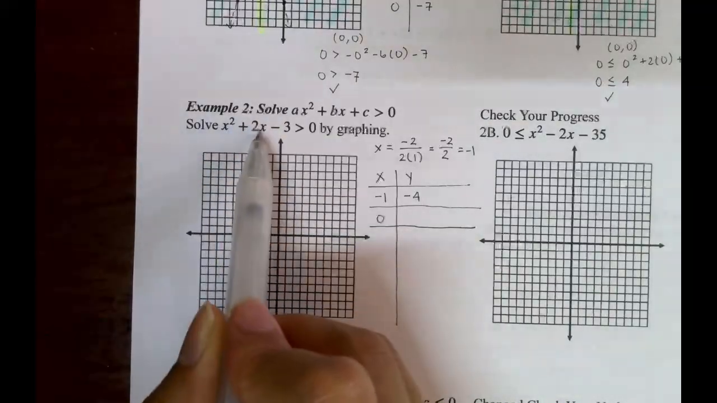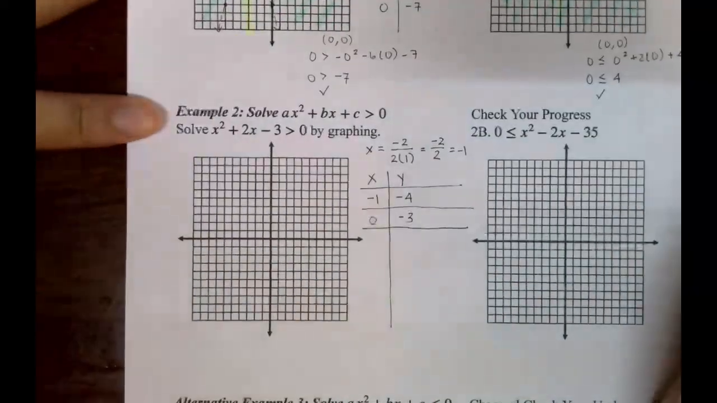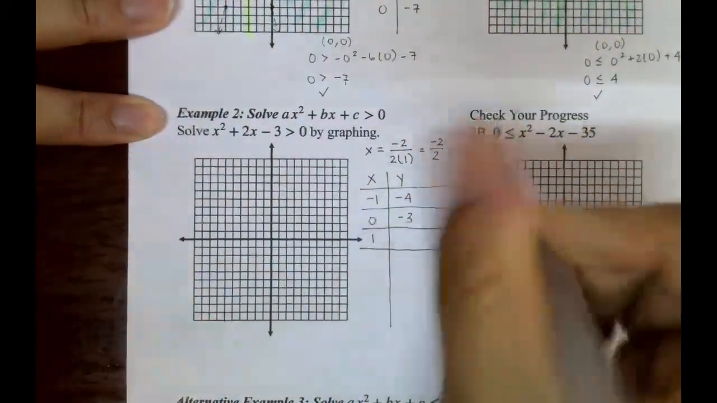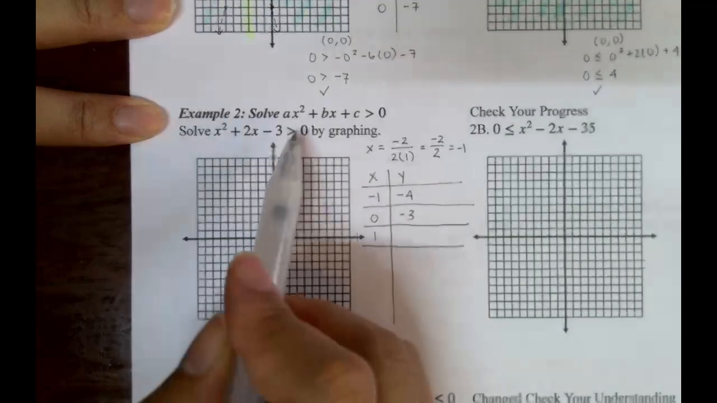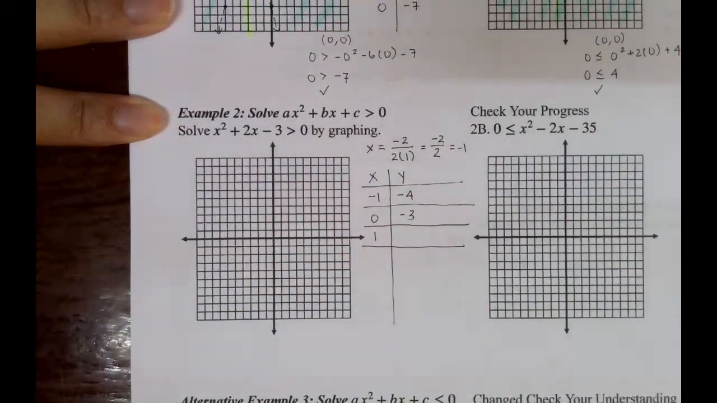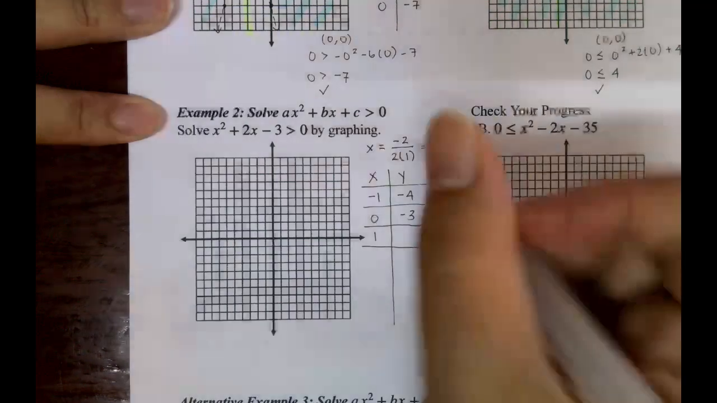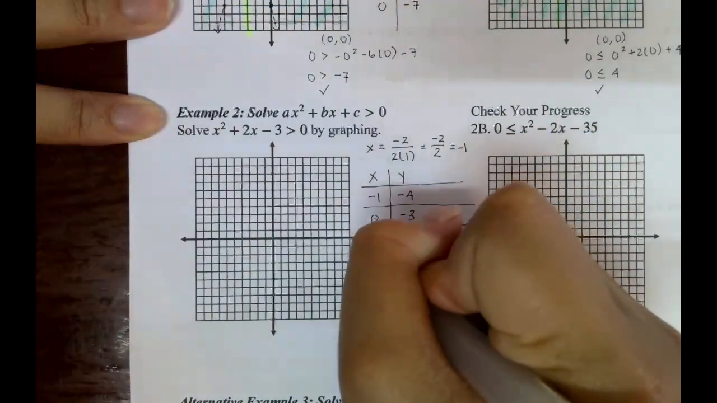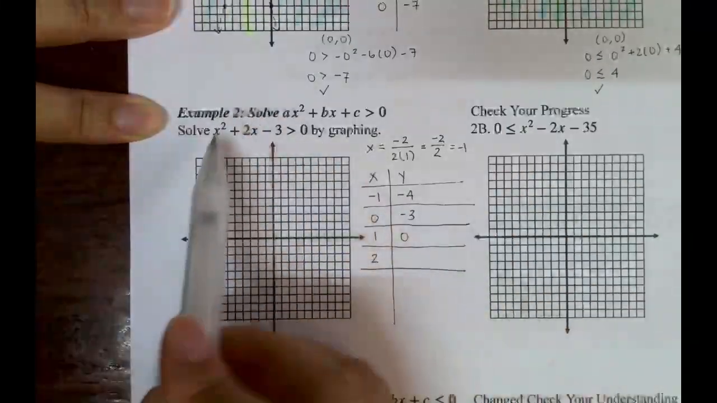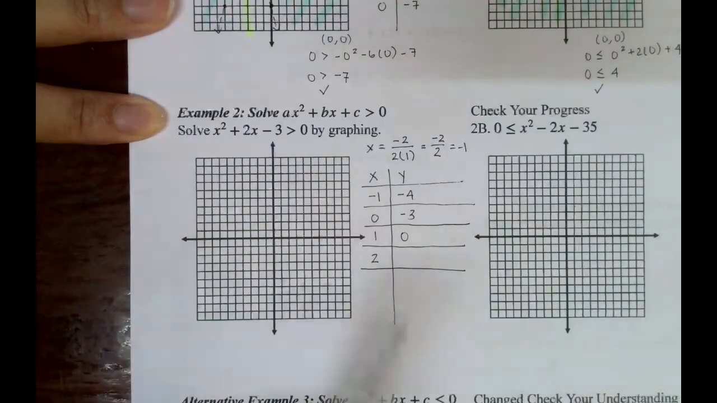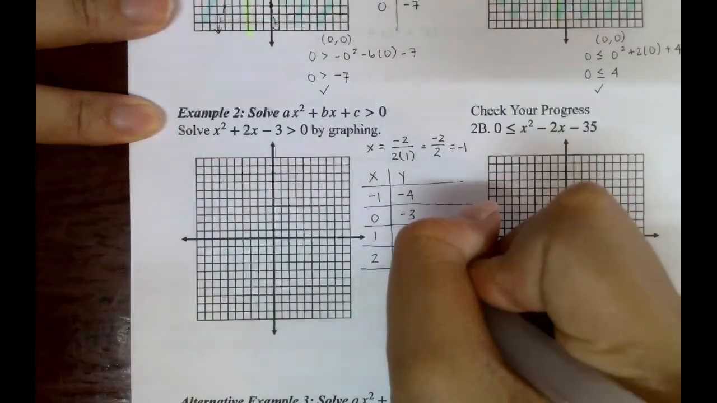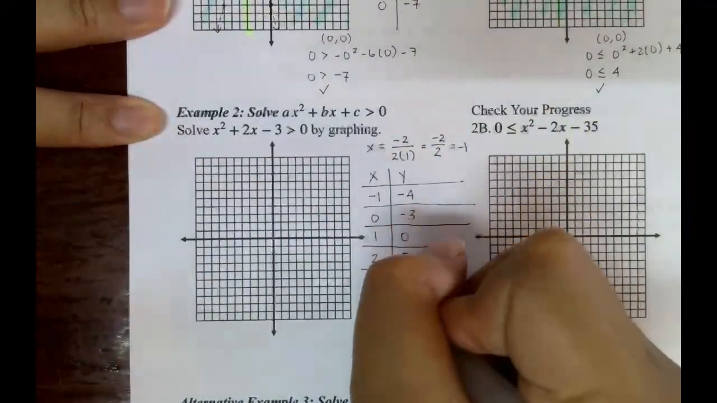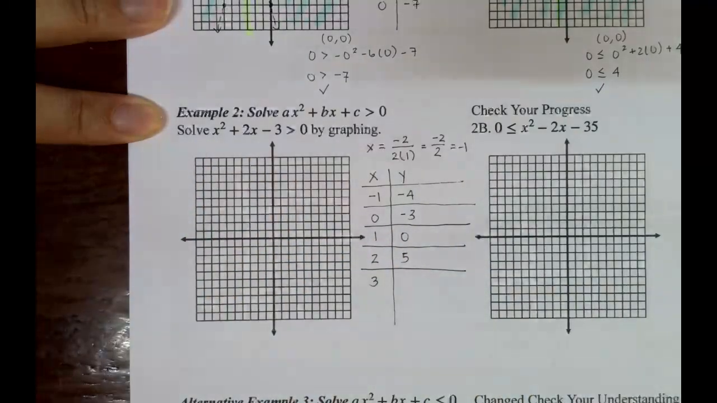I'm plugging in 0 here. 0 squared is 0. 2 times 0 is 0. So 0 plus 0 minus 3 is negative 3. Okay. Then I'm going to do 1. Right? 1 squared is 1. 2 times 1 is 2, minus 3. So 1 plus 2 minus 3 gives me 0 here. Okay. Then I'm going to plug in 2. So 2 squared is 4. Then 2 times 2 is 4. So 4 plus 4 minus 3, and that gives me 5. Okay. And then let's do 3. So 3 squared is 9. 2 times 3 is 6. And then minus 3.